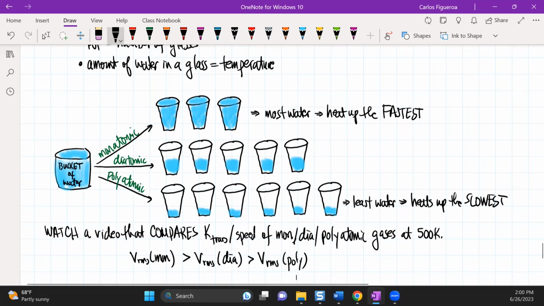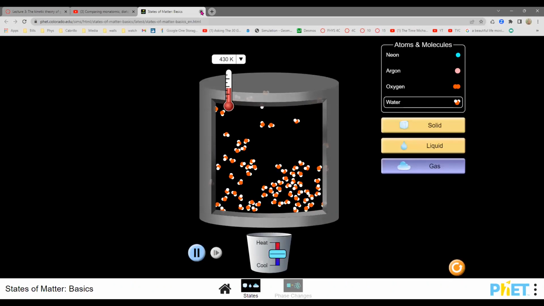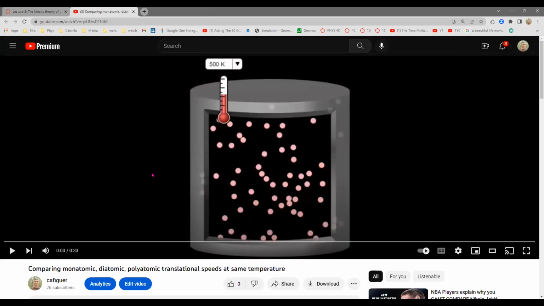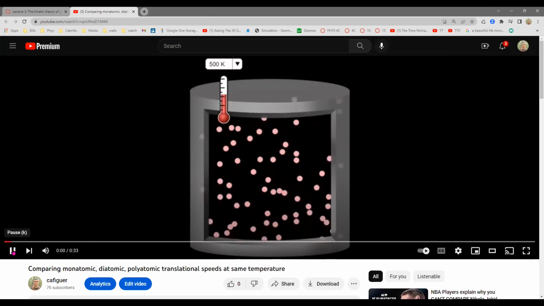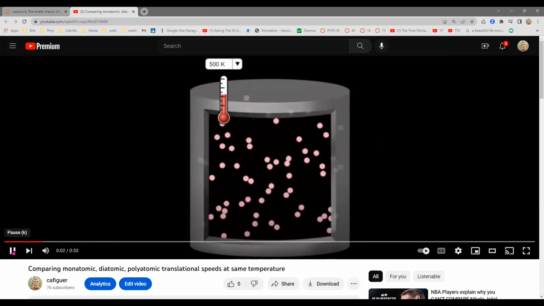So what you have to do here is that you have to compare each of the gases. And so what I did here is that I put videos that look something like this here. So here it goes. So this is in the link here. So this is a monatomic gas. Pay attention to the speed. Look at the speed of the gas particles.